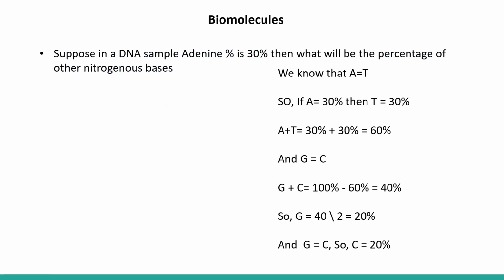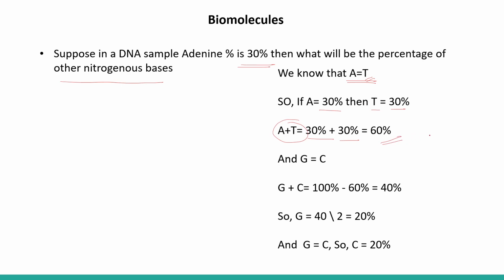Let us understand this with the help of one example. Suppose in a DNA sample, the adenine percentage is 30%. Then what will be the percentage of the other nitrogenous bases? We know that adenine always pairs with thymine, and however much adenine is there, that much thymine will also be there. So the percentage of adenine is always equal to thymine. So if A is 30%, then T will also be 30%. Then what is the total percentage of A and T? 30 plus 30, you get 60%.